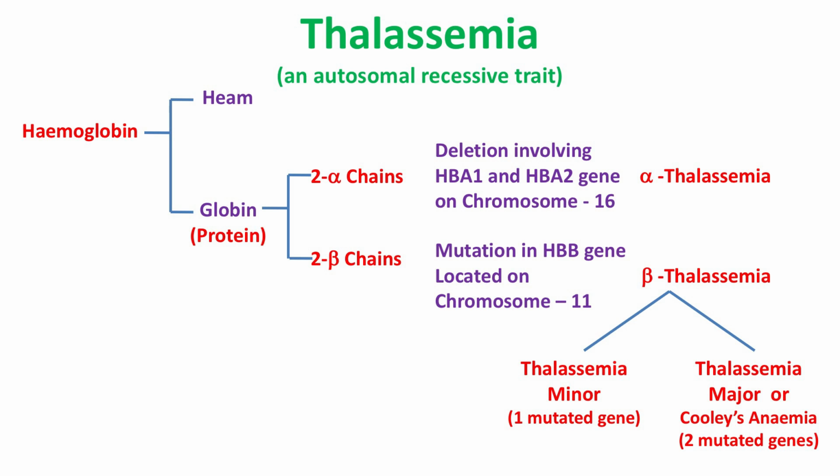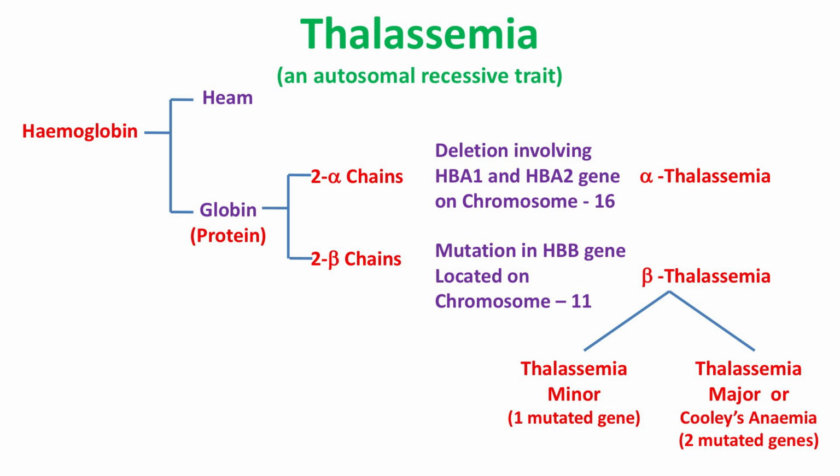You know, this thalassemia word comes from the Greek word thalassa, which means sea, because this disease was first observed in the populations near the Mediterranean Sea. We know the hemoglobin of our body is made up of heme and globin. Heme is the iron part and protein is the globin part. The globin protein contains 4 polypeptide chains, 2 alpha chains and 2 beta chains.